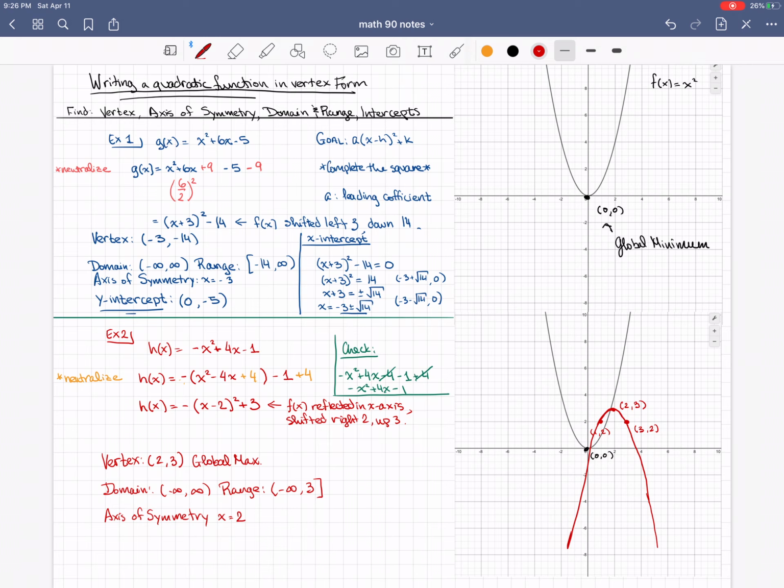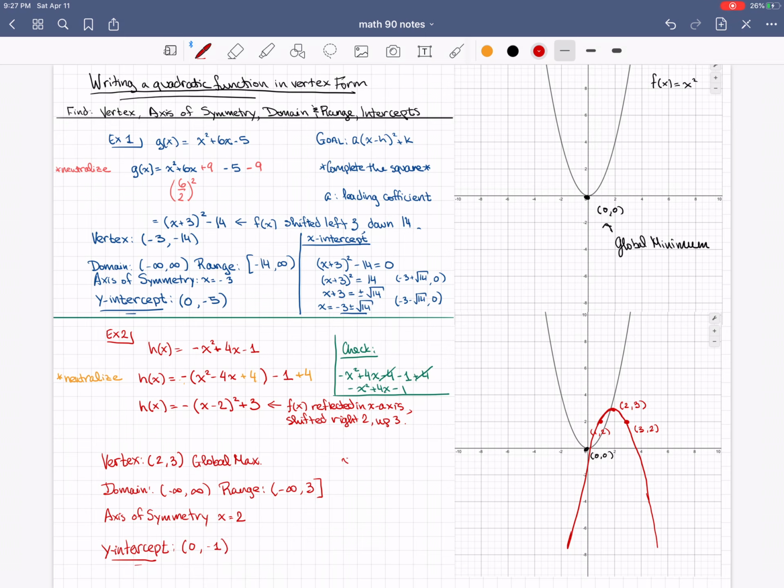And finally, for the intercepts. So the y-intercept, again, remember, I like to just look at my original function before I put it into vertex form, because all we need to look at is the constant term. So you see there it is, -1. So the y-intercept is just the point 0, -1.